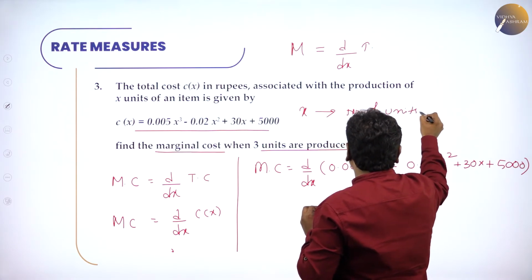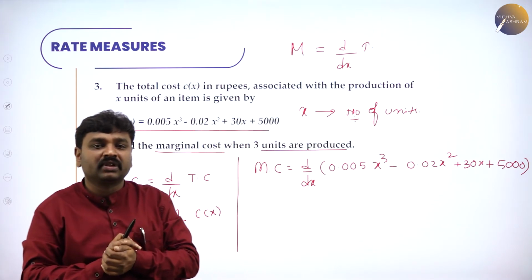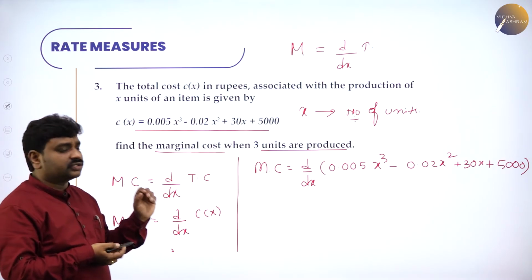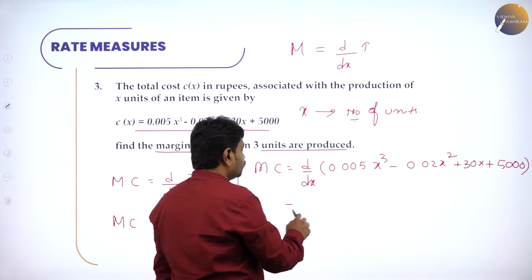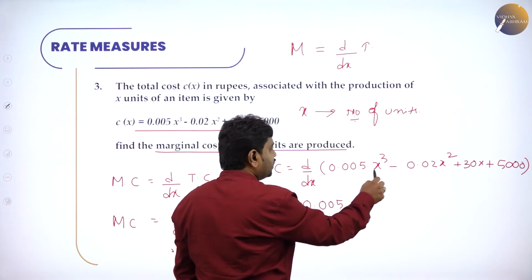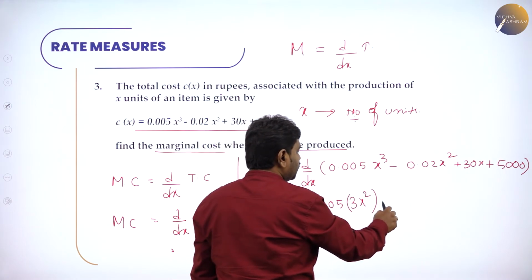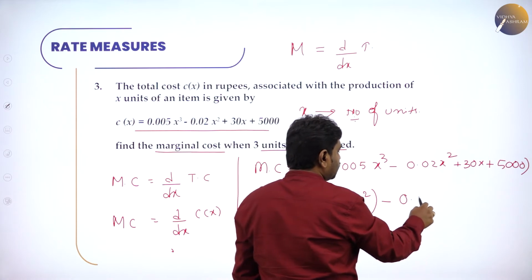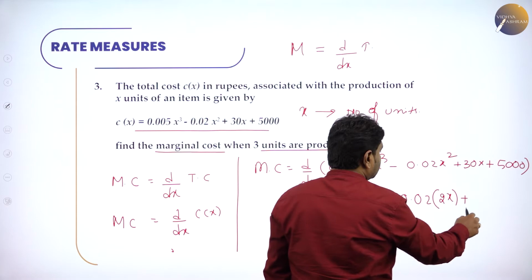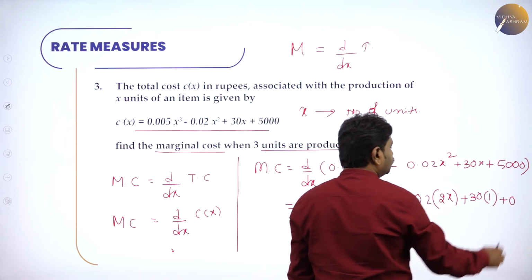All of you please understand, as you produce more and more units, cost per unit decreases. So therefore, marginal cost means differentiation of total cost. So differentiate the total cost function. You know 0.005 is constant, take it out. And what is d by dx of x cube? 3x square, n into x power n minus 1. Minus, again 0.02 is constant, take it out. Differentiation of x square is what? 2x. Plus 30 is constant, take it out. Derivative of x is 1. Derivative of 5000 is 0.